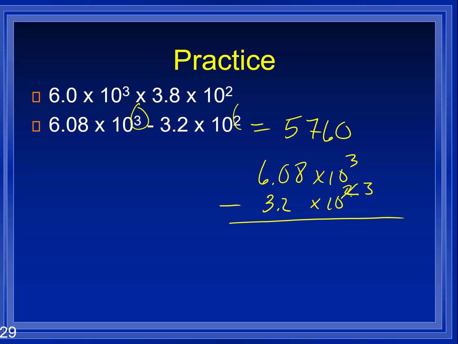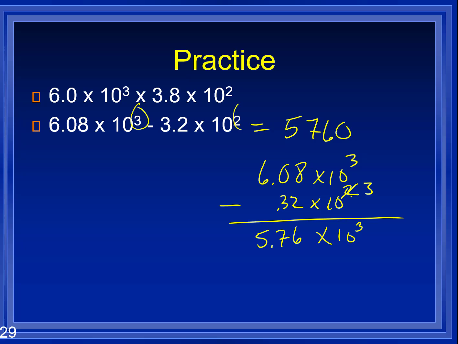I made the exponent bigger, so I have to make the number smaller. So it's not going to be 3.2, it's going to be 0.32. And now, when I subtract, I get 5.76. Now there's where the 5 came from. And I keep the 10 to the third. But that tells me where my decimal point really is.